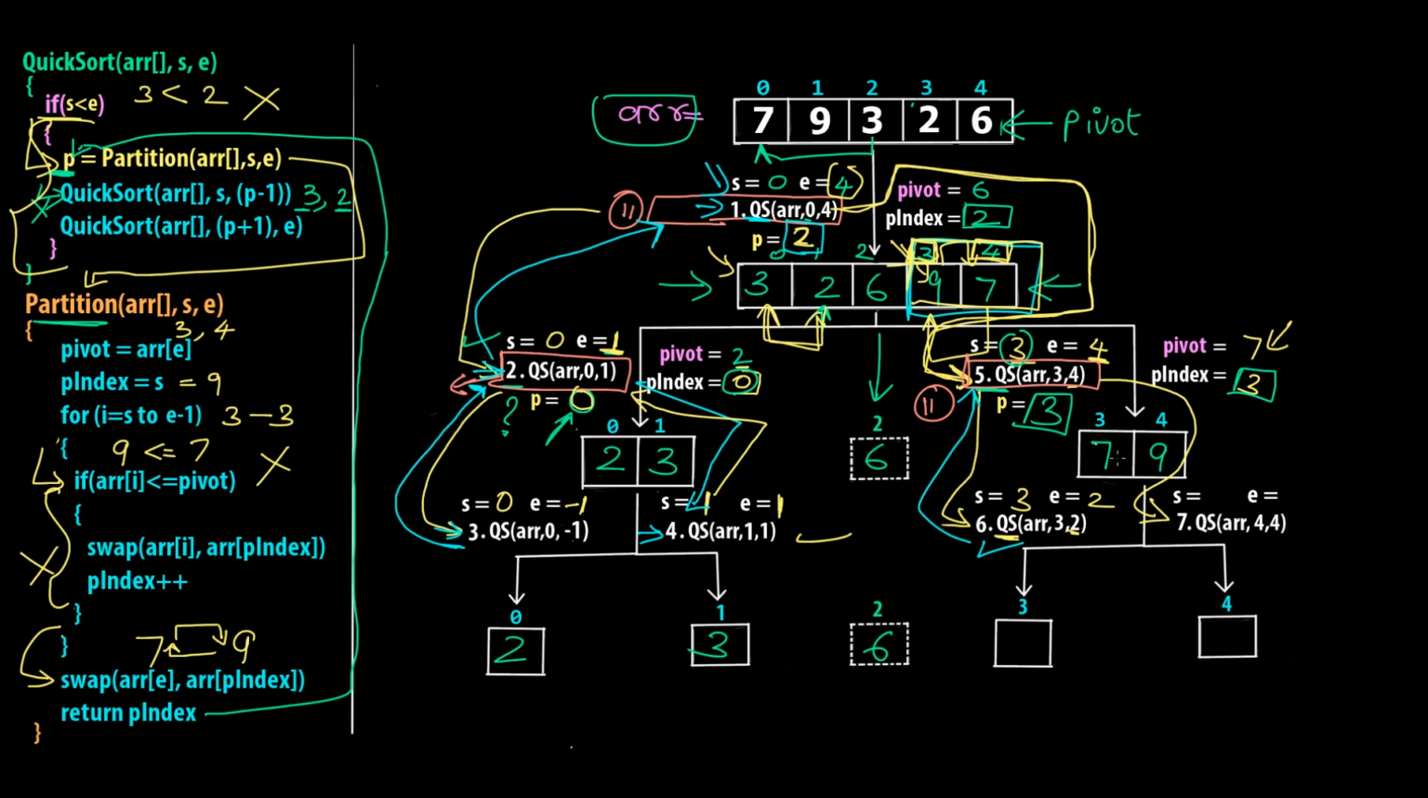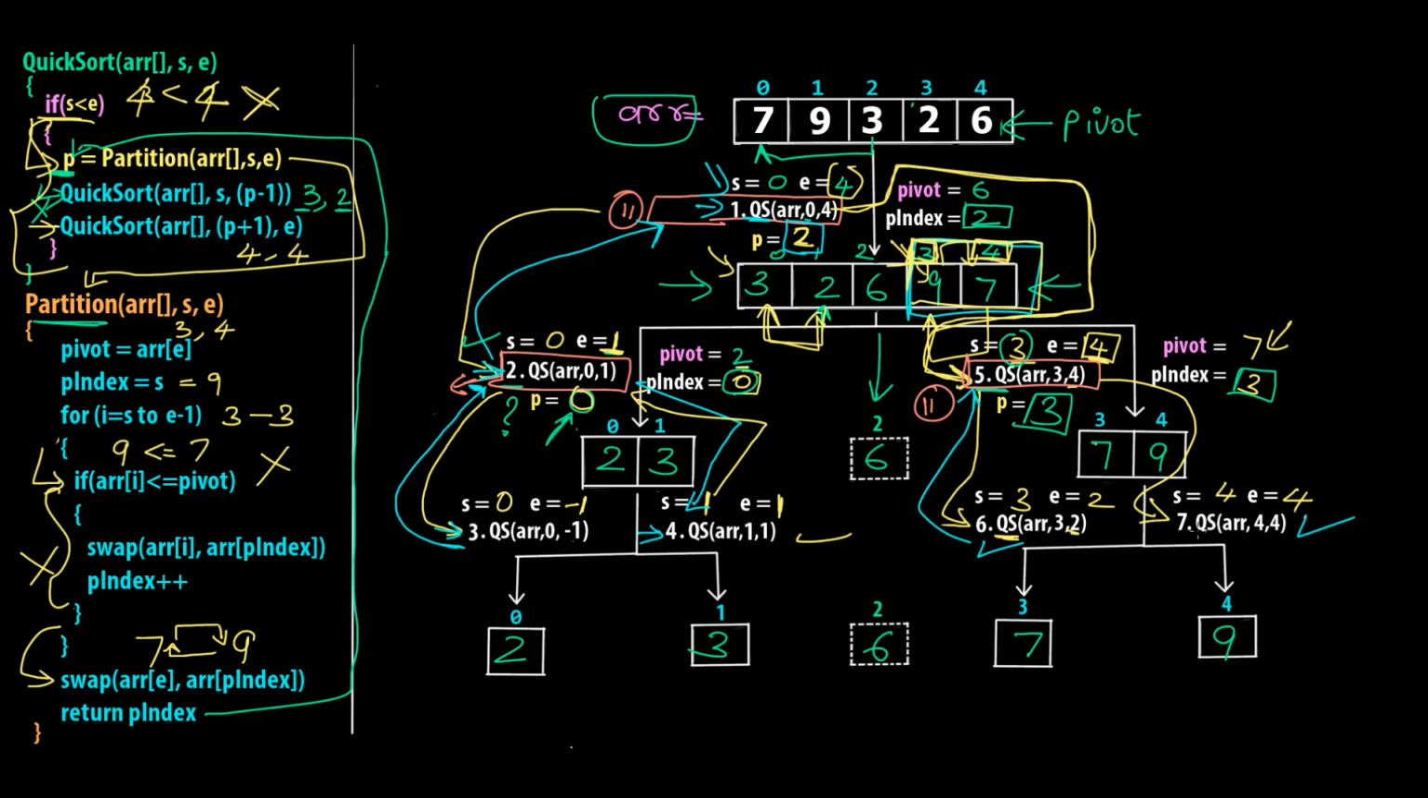And over here for this QuickSort, it would be P plus 1. P is 3, right? So 3 plus 1 is 4. E obviously at level 5 or 5th QuickSort is 4. So 4 comma 4 will be passed. And again in the QuickSort we will check if S is less than E. So is 4 less than 4? No. And obviously this QuickSort will also be done. So 7 and 9 will remain as it is. They are already sorted basically.